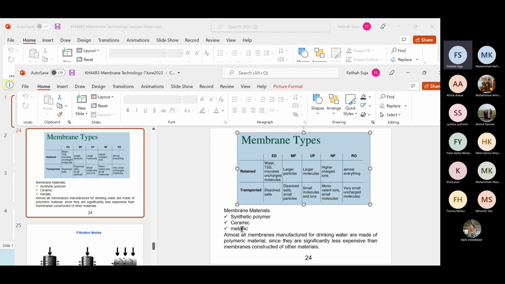The membrane materials can be synthetic polymer, ceramic or metallic. Almost all membranes manufactured for drinking water are made of polymeric material, since they are significantly less expensive than membranes constructed from other materials.